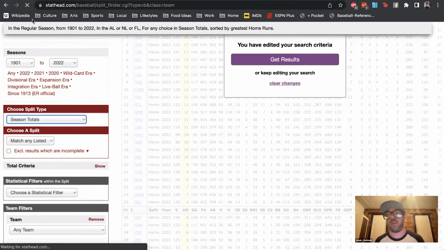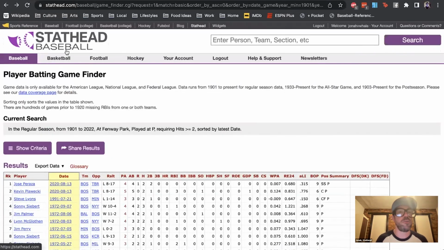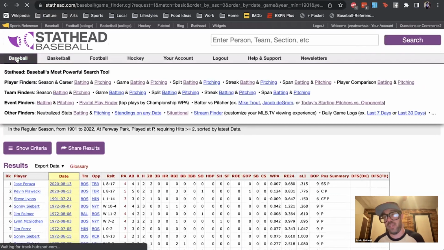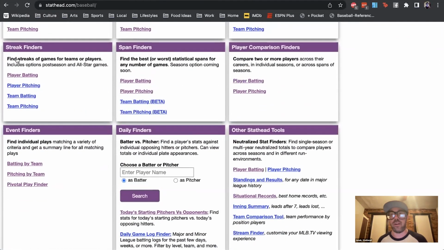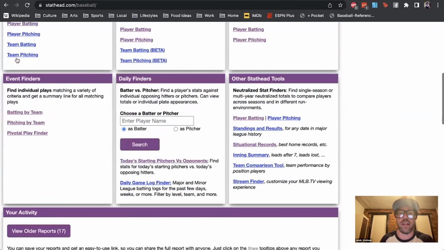We have something called the pivotal play finder that shows the most important monumental plays of the season in terms of what swung the odds of winning the championship. We have streak finders that show hitting streaks, strikeout streaks, home run streaks. Any streak you can imagine is in the streak finder. And we've got all kinds of really cool tools down in the other section.